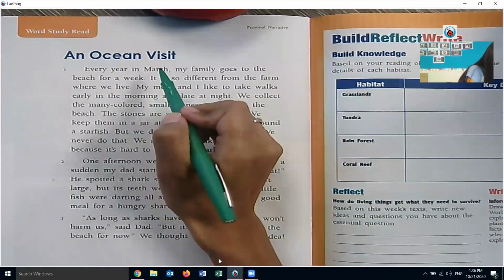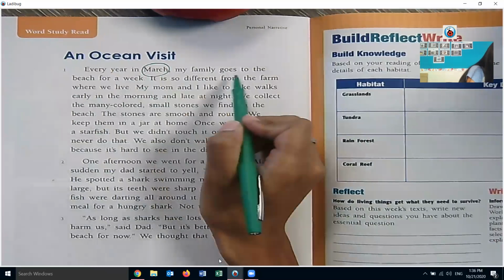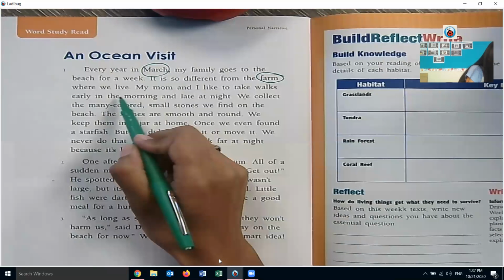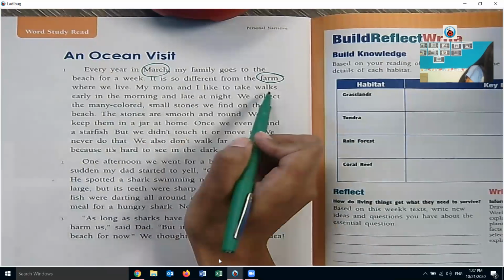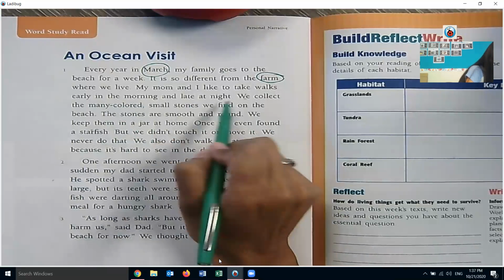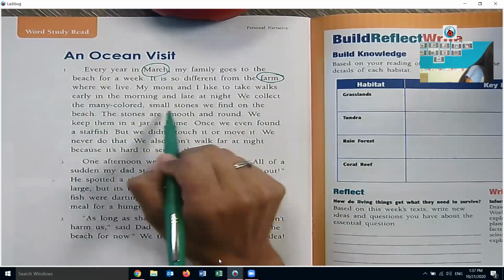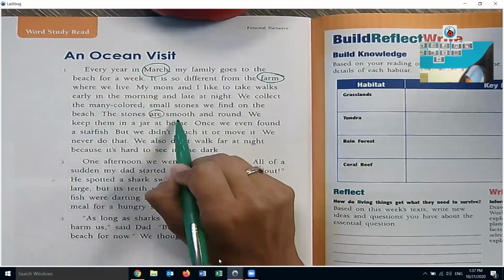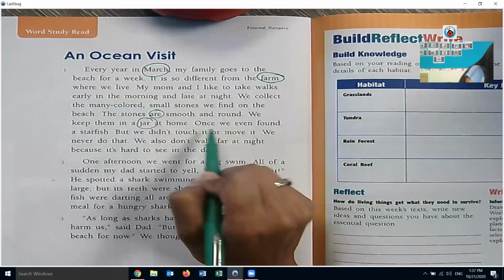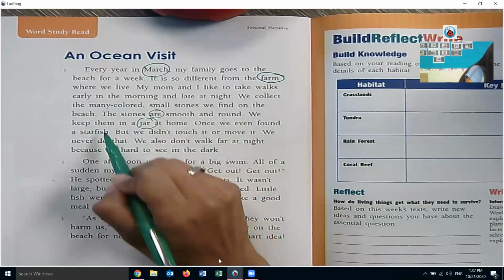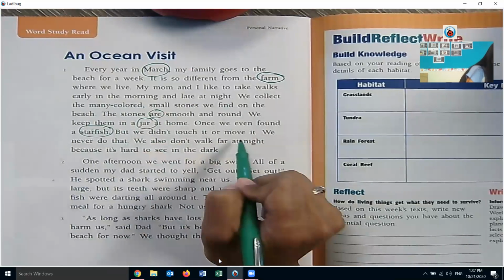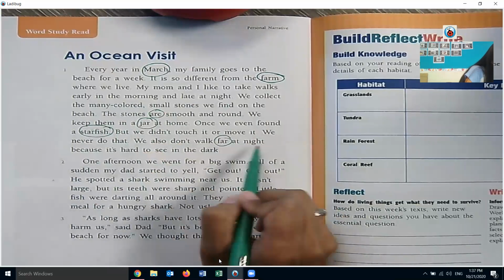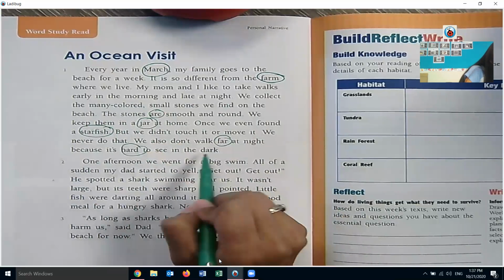An Ocean Visit. Every year in March, my family goes to the beach for a week. This is different from the farm where we live. My mom and I like to take walks early in the morning and late at night. We collect the many colored small stones we find on the beach. The stones are smooth and round. We keep them in a jar at home. Once we even found a starfish. But we didn't touch it or move it. We never do that. We also don't walk far at night because it's hard to see in the dark.